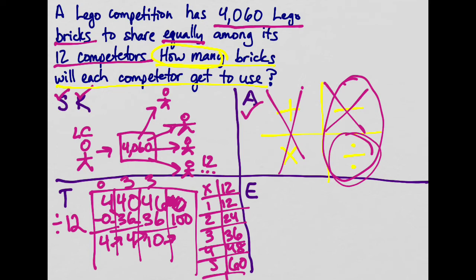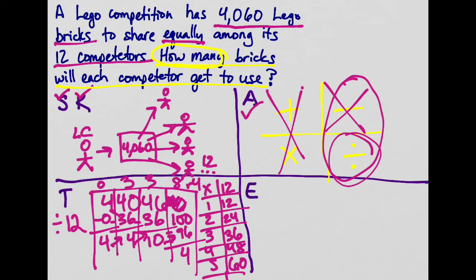Ooh, that one's big. Well, I know 5 groups of 12 is 60, and 6 groups of 12 is 72, and 7 groups of 12 is 84, and 8 groups of 12 is 96. Wow, that's really close. I know if I do another group of 12, I'll go over. So I'm going to make 8 groups of 12 and use up 96 pieces, and that leaves me with 4 left over. So my answer is 338 with a remainder of 4.